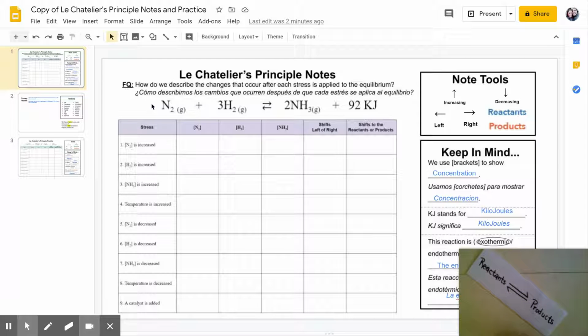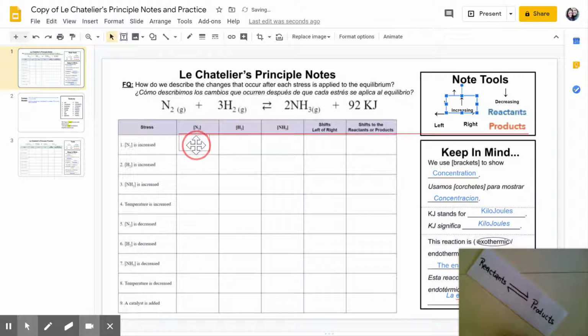So again, concentration is the number of reactants. So think of a bar graph pushing the reactants numbers up. So why is that helpful? Well, that showed me that the concentration of N2 just increased. So I'm going to take my note tools and I'm going to click on the increasing arrow and I'm going to copy it. And then I'm going to paste it and drag it over here into the box.